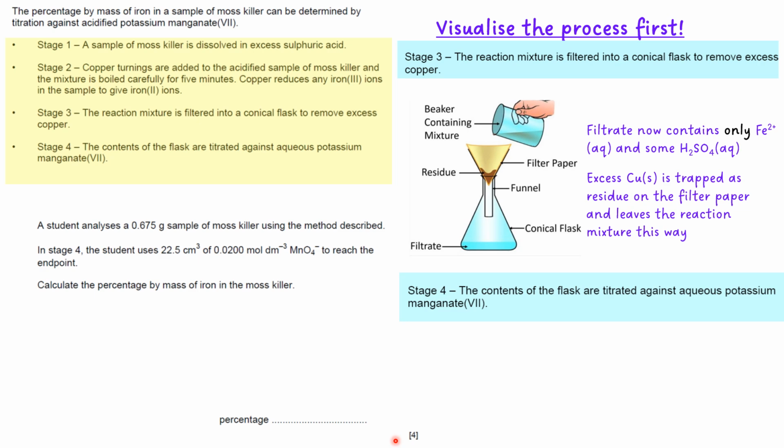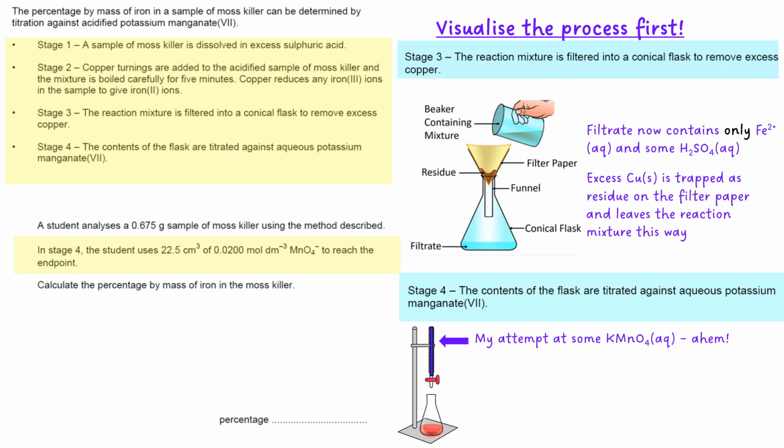Then finally, the contents of the flask are titrated against aqueous potassium manganate, and that's my go at making a little bit of purple manganate in my burette. And it says here that it's 22.5 centimeters cubed of a 0.02 moles per decimeter cubed MnO4- solution. So that data will be used in a moment.